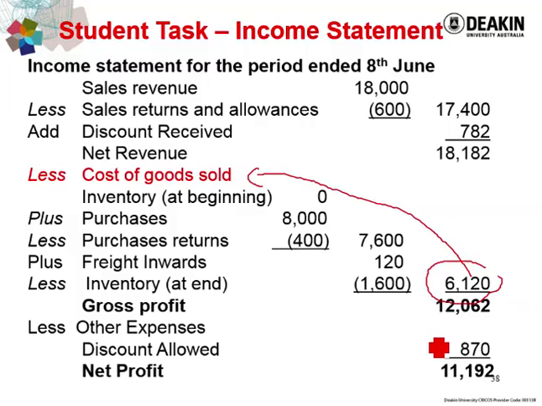So if we compare the income statement on this slide under the periodic method with the income statement on slide 26 under the perpetual method, what can you observe? You find that the net profit is the same, but the gross profit is different under the two methods. But no matter which method you use, whether you use the perpetual method or the periodic method, it must always end up with the same net profit. The gross profit can be different, but the net profit must be the same.